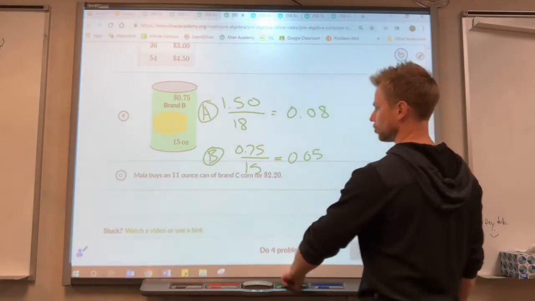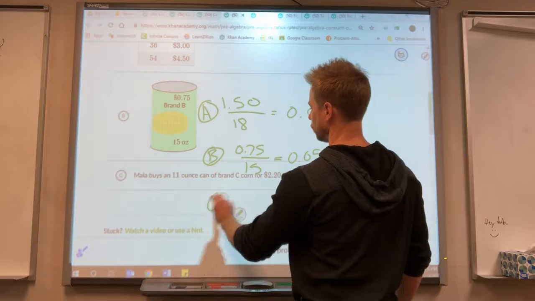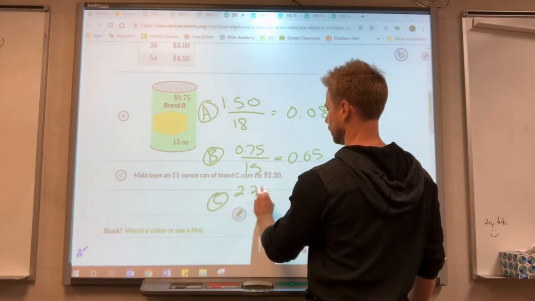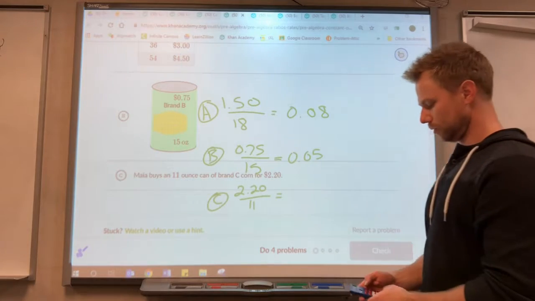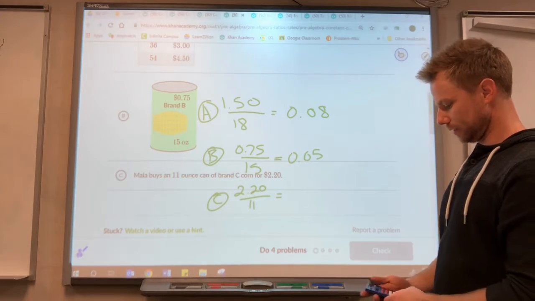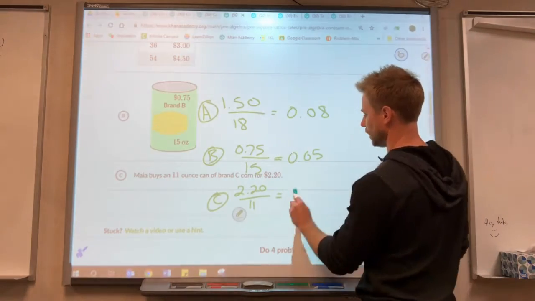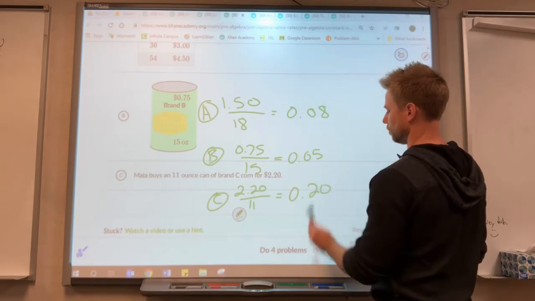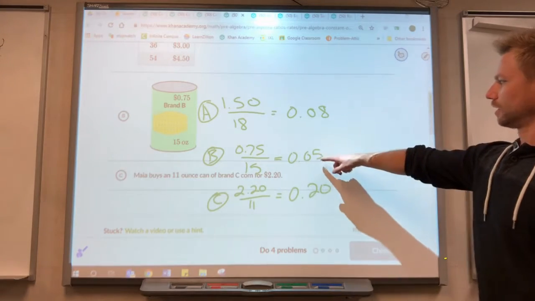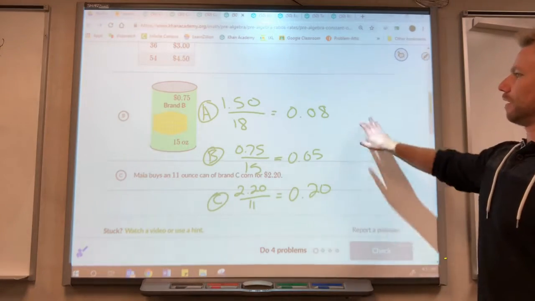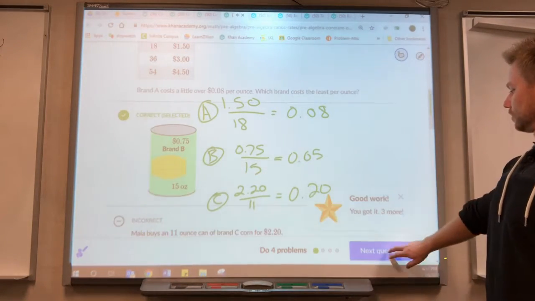Let's go down to brand C. 11 ounces for $2.20. So for C, we'll do $2.20 divided by 11. 220 divided by 11 gives us 20 cents, 0.20. Okay, so which one is the cheapest? It'd be brand B at 5 cents an ounce.